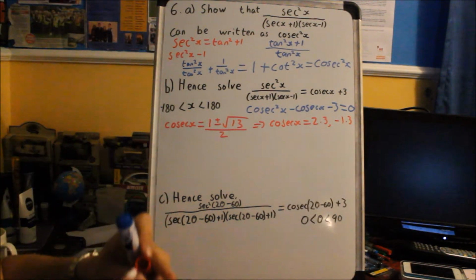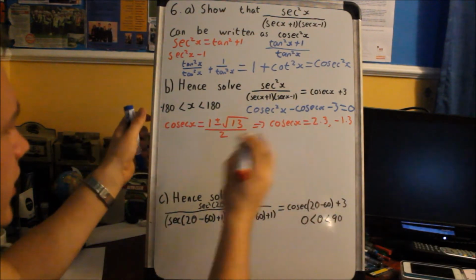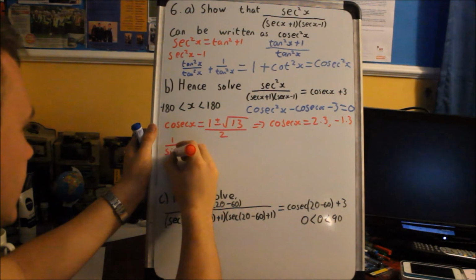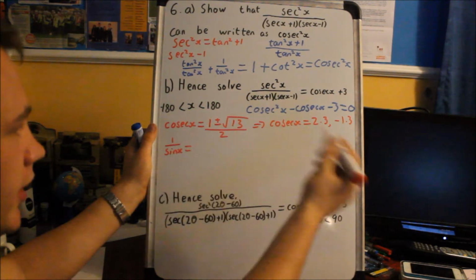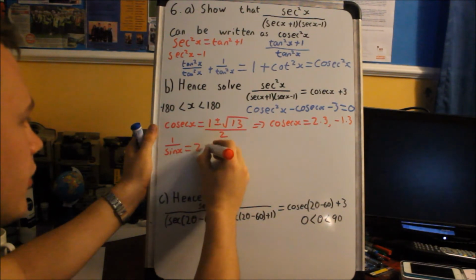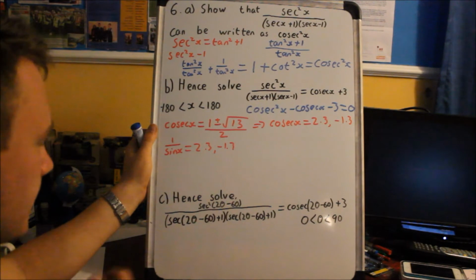So those are your two values for cosec x. Are we finished yet? Not quite. What is cosec? It's 1 over sine. So we get 1 over sine x, because you can't do cosec to the minus 1 of x. That's not a thing on your calculator. So that equals the 2.3 and the minus 1.3, so it's the same thing.